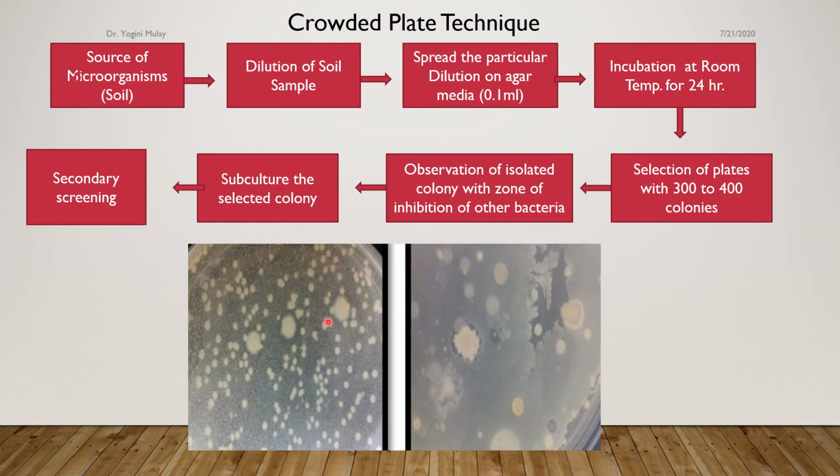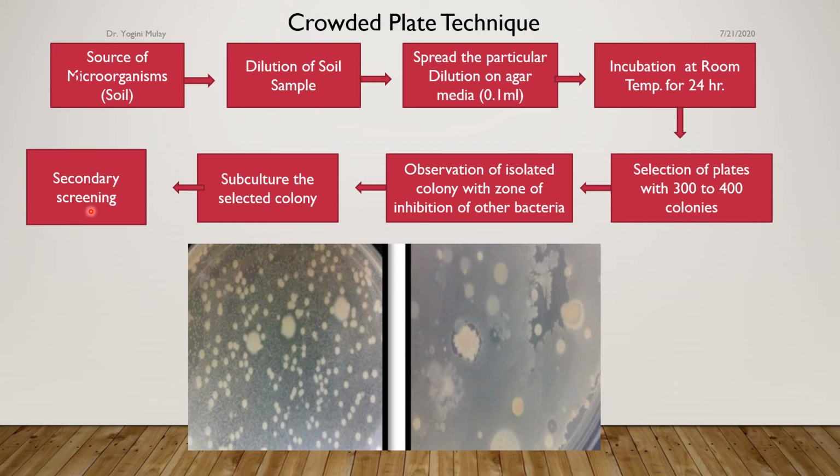Now select this colony and subculture it on another slant. And for further details regarding the type of organism, or details about this organism and a detailed study regarding the antibiotic produced by this organism, for that purpose you send it for the secondary screening.